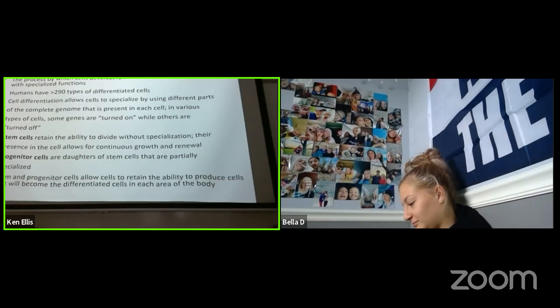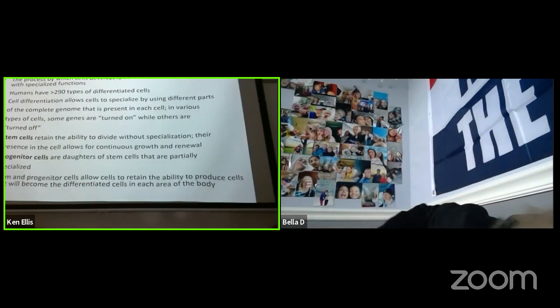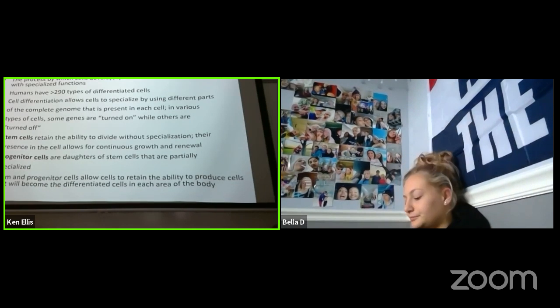Each cell and various types of cells. Some genes are turned on while others are turned off. So it says they're stem cells. What are they? They retain the ability to divide without specialization. They're still all the same. Their presence in the cell allows for continuous growth and renewal.